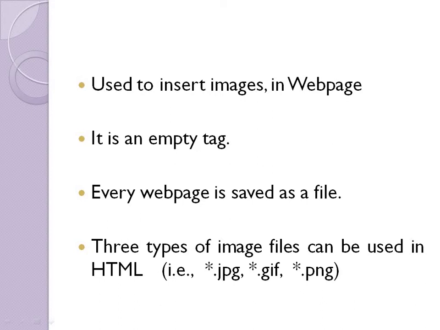Three types of images are supported by our HTML documents, that is JPG images, GIF images and PNG images. *.jpg means the name of the file could be anything, but the extension should be JPG, and the second extension should be GIF or PNG. All these three are supported: JPG, GIF and PNG. There are lots of image formats available, and every image format has some quality, but the pictures supported by HTML are JPG, GIF and PNG. So we will use only these three formats.